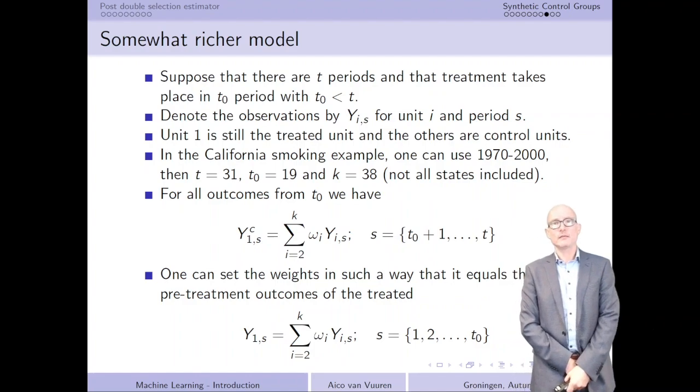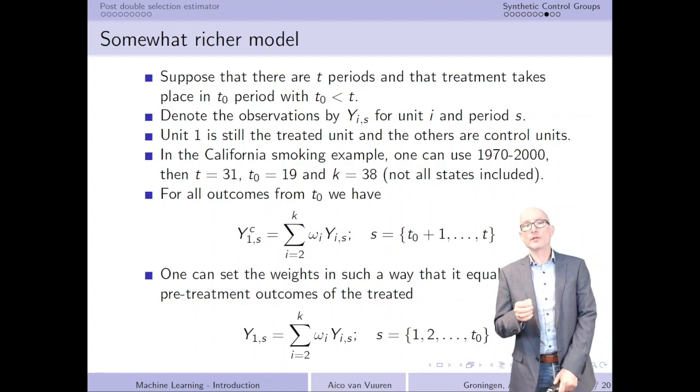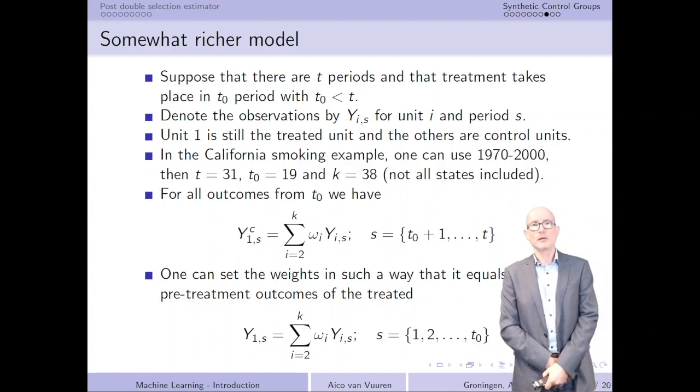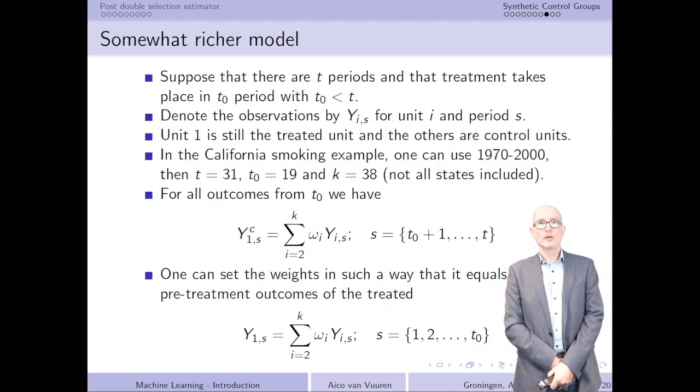So that means that we are not just going to have 2 periods in time, but we are going to have T periods in time, where T of course could be much larger than 2. We're still going to denote the observations by Yis for unit i and period s, and unit 1 is still going to be the treated unit and the others are going to be the control units.